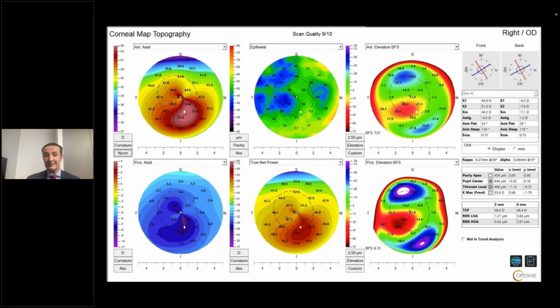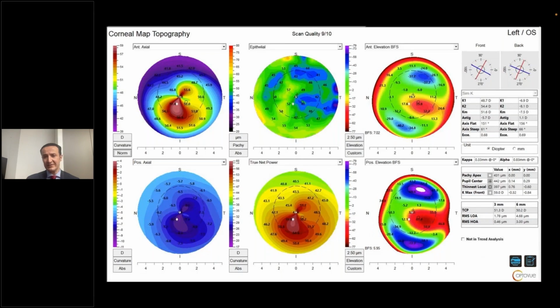And you can have the correlation now with the corneal topography, epithelium mapping. You can also have the anterior elevation and the posterior elevation. You can also see the small changes of the posterior curvature and make the correlation also with the epithelium mapping and the stromal mapping. And the left eye also.